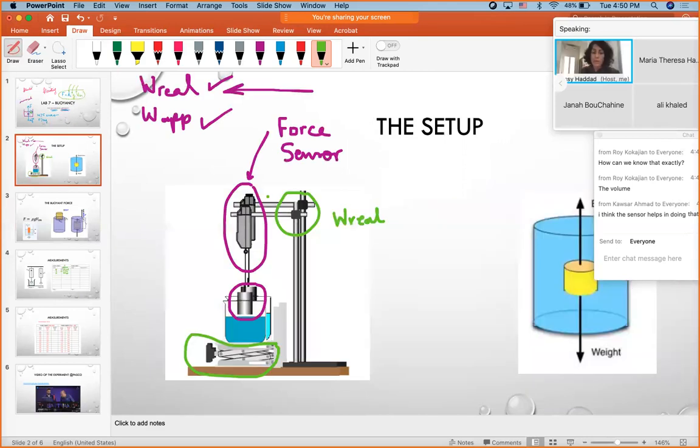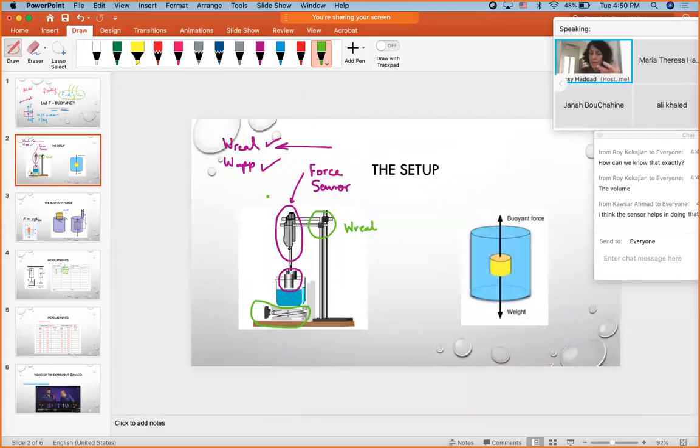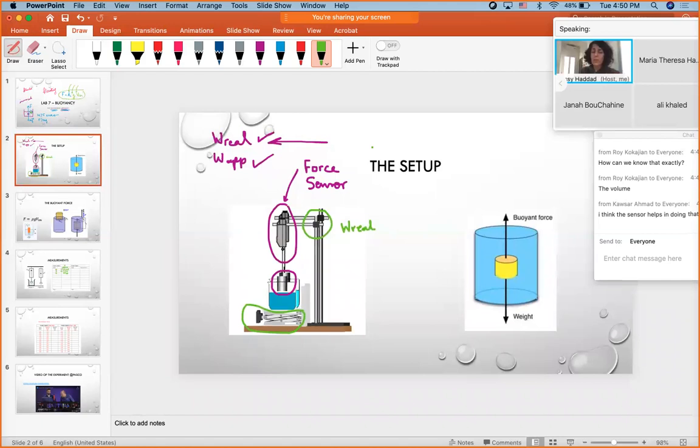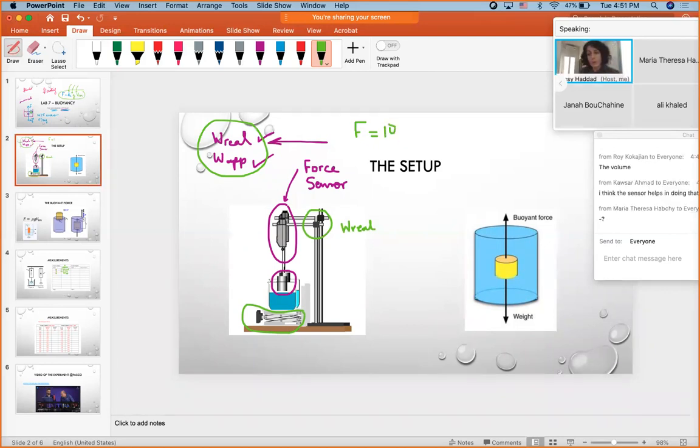So I'm gonna start dipping, that's my variable, the depth inside the water, and find the apparent weight. Question, if I have the real weight and the apparent weight, how do you find the Archimedes upthrust? That's question number 1. So I measure the real weight, I measure the apparent weight. Probably the real weight is 10 newtons. Yes, I subtract them.